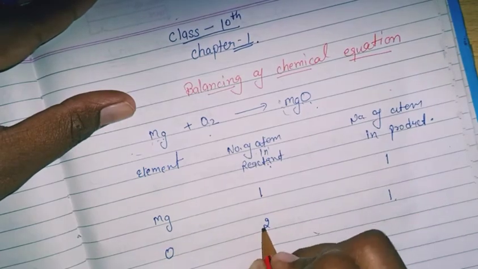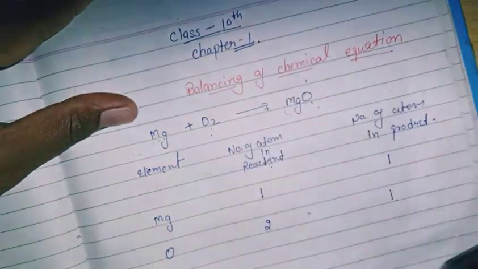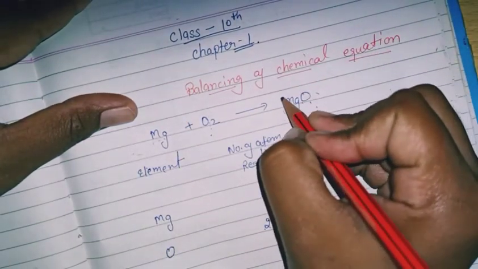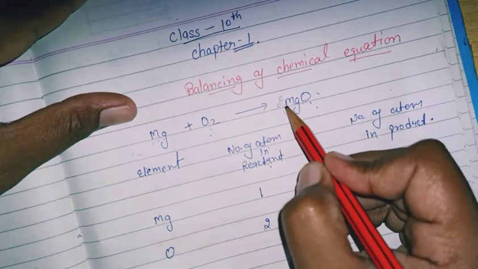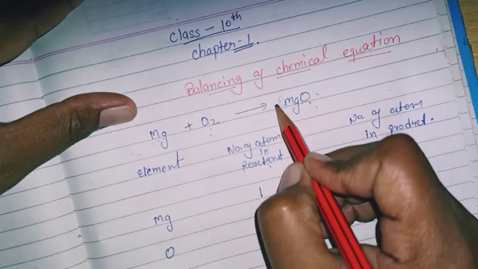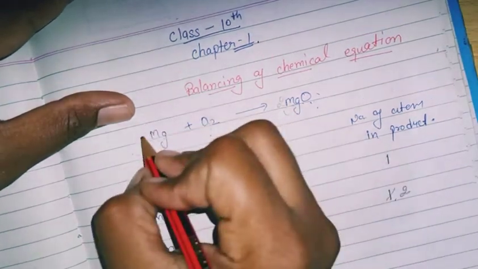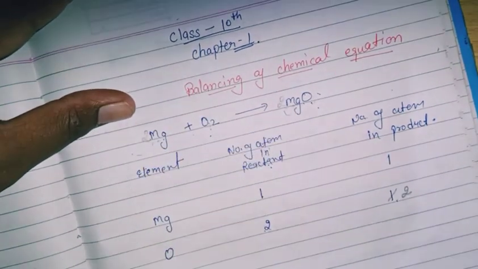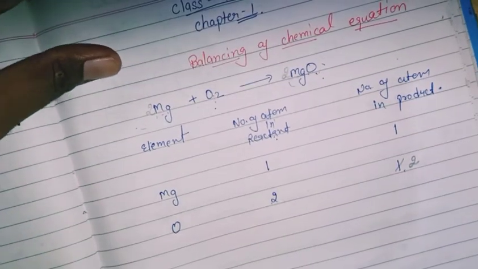Okay, here on the reactant side 2 oxygens are there, and in the product 1 oxygen is there. So to balance the oxygen, you have to multiply by 2. Now your oxygen will become 2. But see, when you multiply magnesium oxide by 2, magnesium also will become 2. So now you have to balance the magnesium also. By multiplying Mg on the reactant side by 2, your magnesium will be balanced. This is your balanced equation.